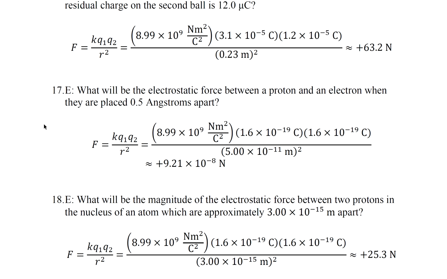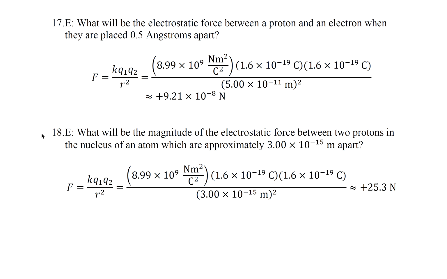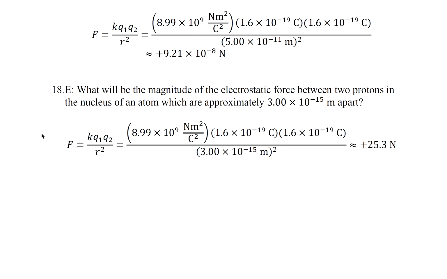Question 17. What would be the electrostatic force between a proton and an electron when they are placed 0.5 angstroms apart? So 1 angstrom is 1 times 10 to the minus 10 meters. Question 18. What would be the magnitude of the electrostatic force between 2 protons in the nucleus of an atom, which are approximately 3 times 10 to the minus 15 meters apart?